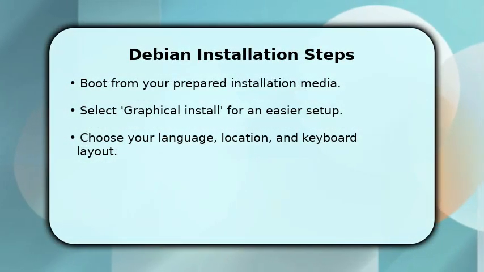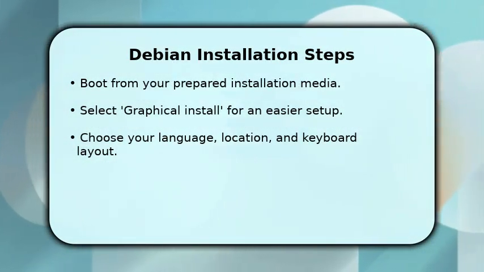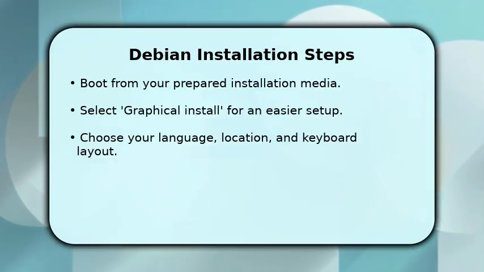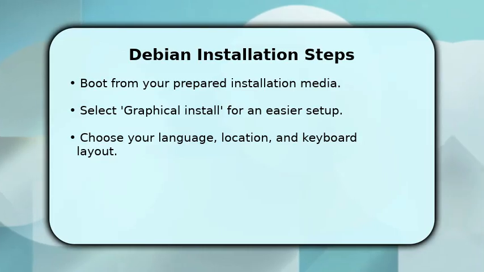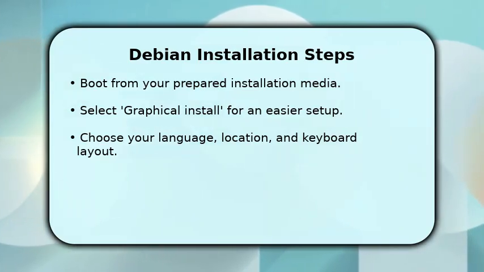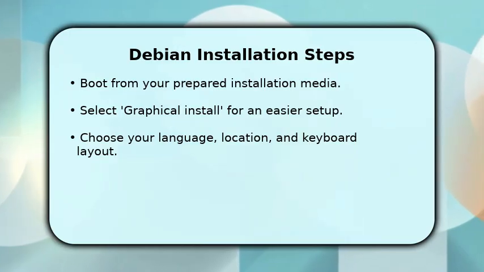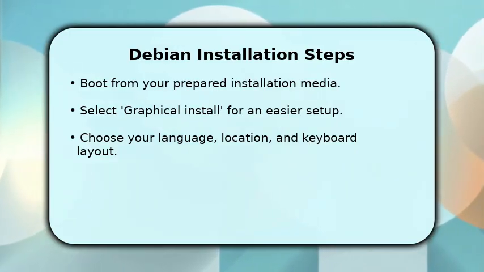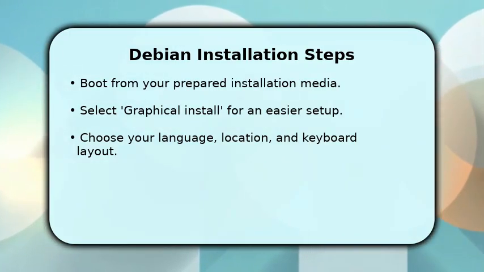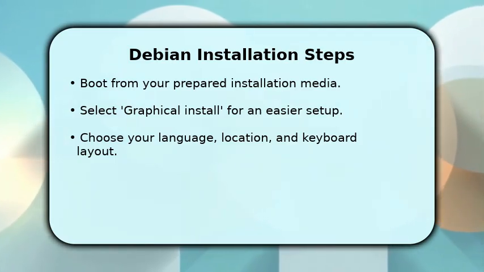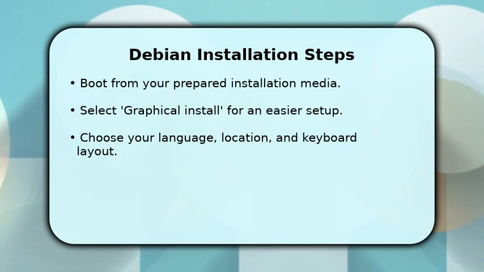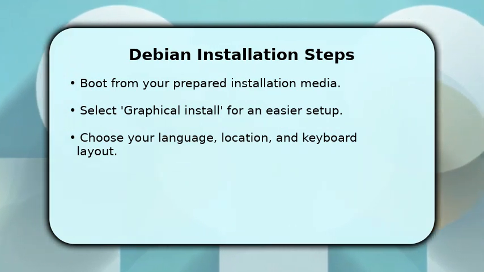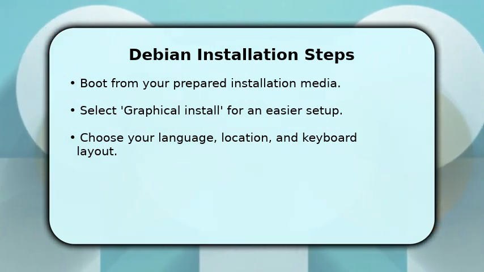Once your bootable media is ready, insert it and restart your computer, making sure to boot from the USB or DVD. When the Debian installer loads, select the graphical install option for a user-friendly experience. You will then be prompted to choose your preferred language, your geographical location, and your keyboard layout. If you have an active internet connection, the installer will also guide you through configuring your network settings automatically.